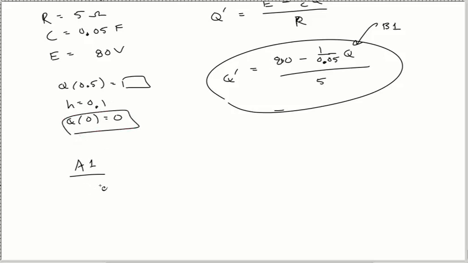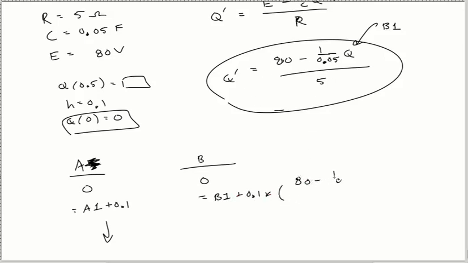So I'm definitely starting at 0, 0. The next one is going to be this A1 plus the 0.1. That's my step, and drag it down. I don't know why I keep putting a 1 there. It's just B and A. Okay, so this guy, again, I'm starting at 0, and then I'm going to have B1 plus the 0.1 times, and then I got this crazy formula, 80 minus 1 over 0.05 times my B1, all over 5, close, and I think that's it. Drag it down, and there we go.